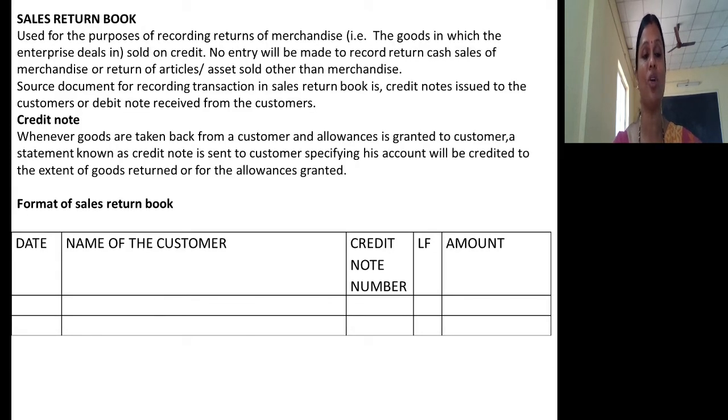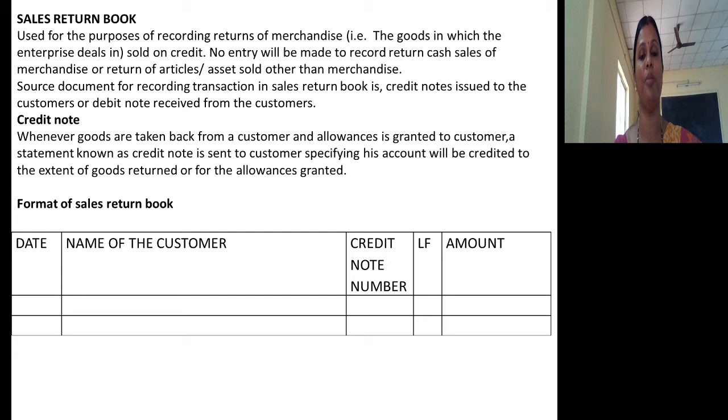Let me concentrate on sales return book. We know that whenever we sell goods on credit basis, there is a possibility of returning that goods by the customer. So to record transaction relating to return of goods which was sold on credit basis, a special journal is maintained. That journal is known as sales return book. So sales return book is specifically maintained for the purpose of recording returns of merchandise sold on credit basis.